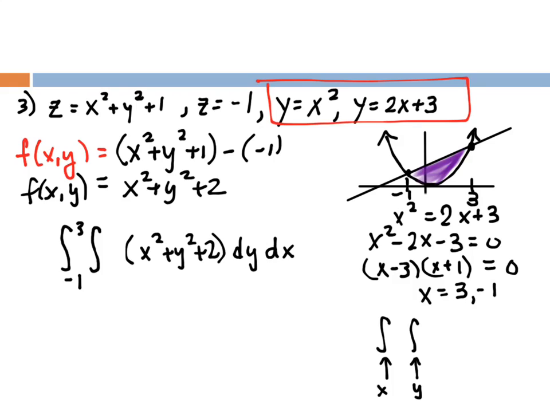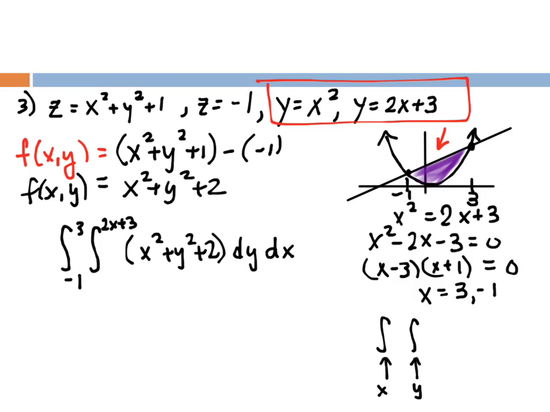Yeah. All right, so on my limits for y, what is my upper limit for y? What's the upper curve? Yeah, it's the 2x plus 3. Right? The upper curve is this one right here. It's the line.